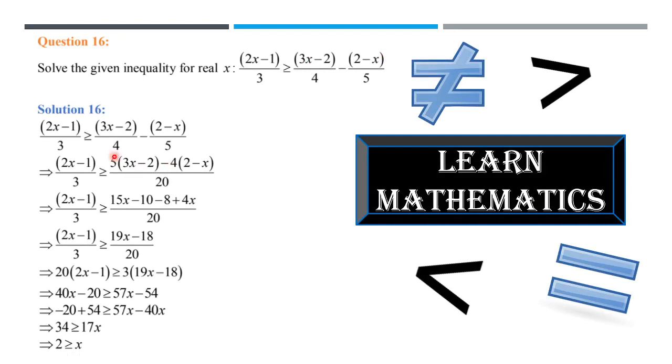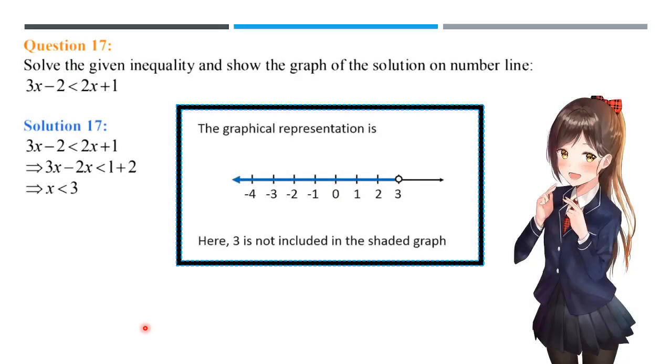Same way here also, on the right side we can take LCM, then we can cross multiply and solve. What are we getting? 2 is greater than or equal to x, or we can say x is less than or equal to 2. So how much less? You can write it in the form of an interval yourself.